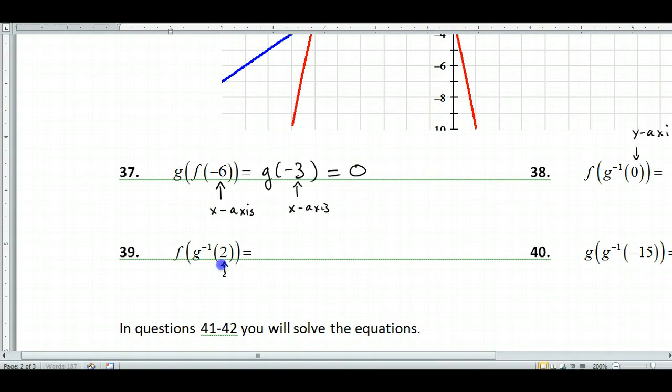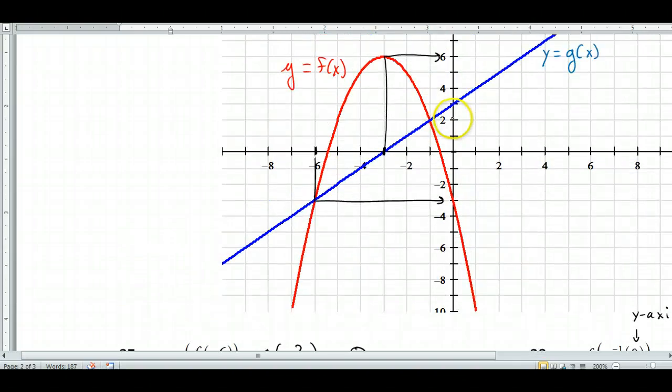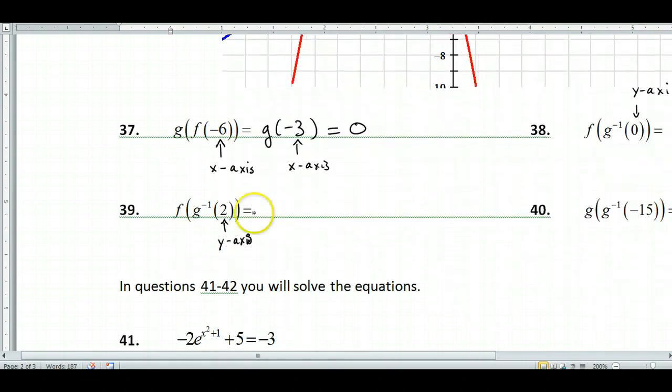This is on the y-axis, and I want the x coordinate of this. So 2 on the y-axis, right here. Where's the point on the graph of g that has a 2 for the y coordinate? This point right here, right? The y coordinate of this point is 2. What's the x coordinate? The x coordinate is negative 1. So it is f of negative 1.